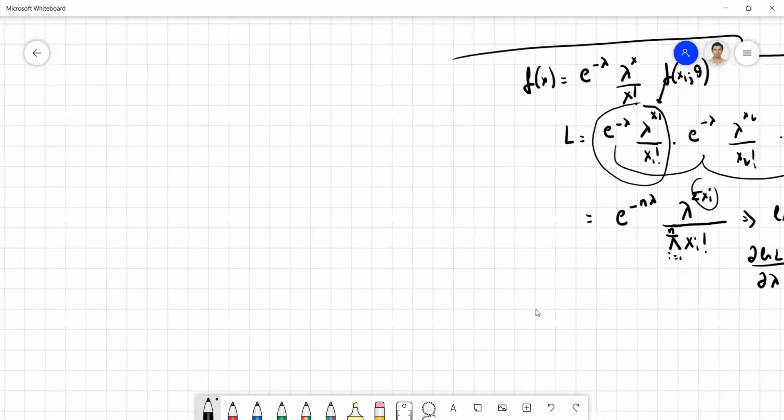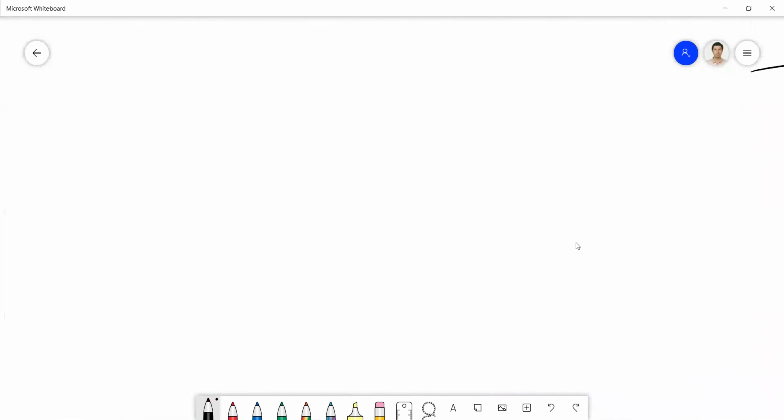Okay, and the last question is, let's see. We have a certain probability density function. I'm sorry, I'm writing the wrong probability density function.